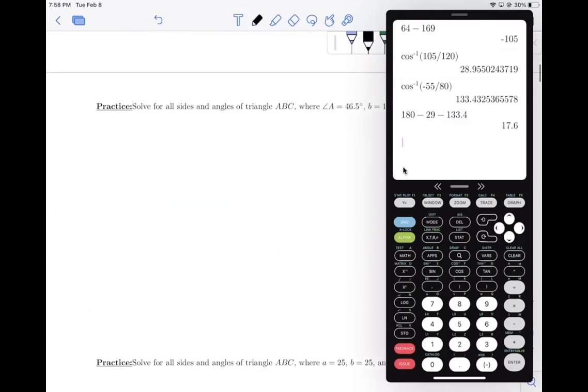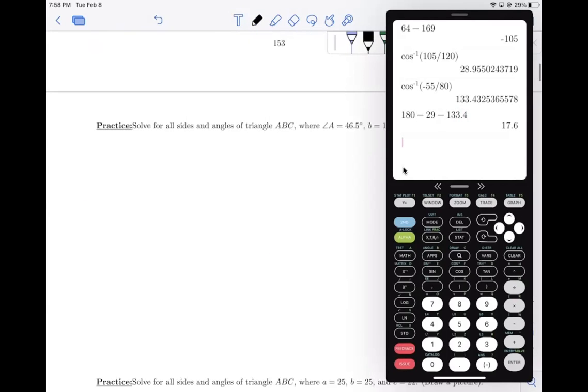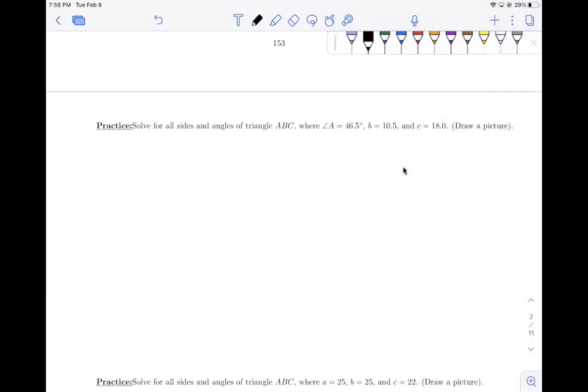Okay, so let's start this problem. This one says solve for all sides of the triangle ABC, where angle A is that, B is this, and C is this over here. Draw a picture. So we have a slightly different starting scenario for this one. We have an angle, and we have two sides over here, and we're trying to solve for all sides and all angles.